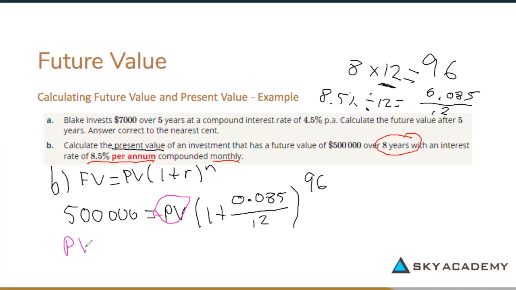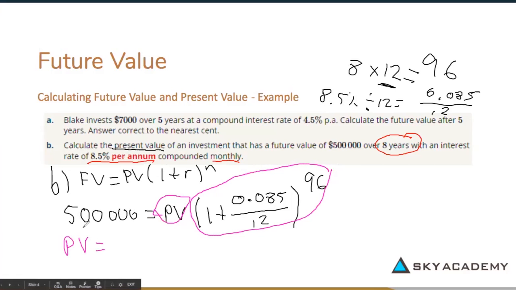So to get PV by itself, we can simply take this whole thing and divide it by 500,000. Because if we know PV is times the brackets, we want to undo the times, and you undo the times by dividing. So then we would get 500,000 divided by 1 plus 0.085 over 12 to the power of 96.